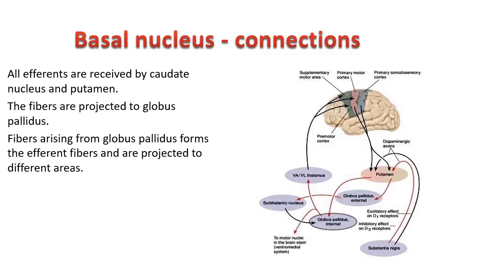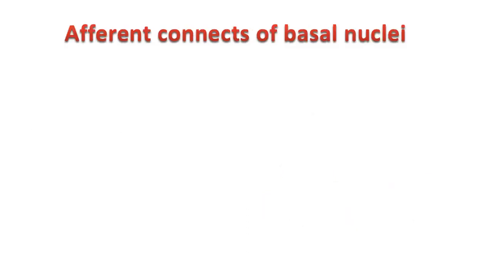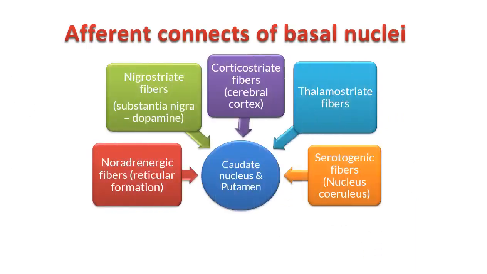Now, this is in a very simpler form, as I told you, because there are a lot of interconnections going on with the direct and indirect pathways. So I'm not going into much of those details, because for undergraduate level those intricate details are not very essential. So, the afferent connections.